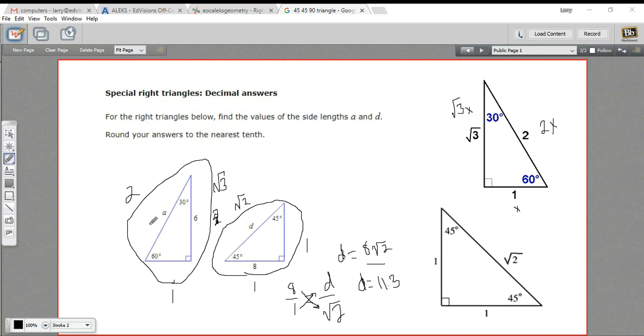And then we're going to set up a proportion here. So I'm going to take these two sides, 2 and A, and put them in a fraction. So 2 is to A as square root of 3 is to 6.